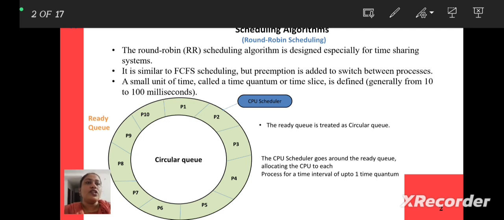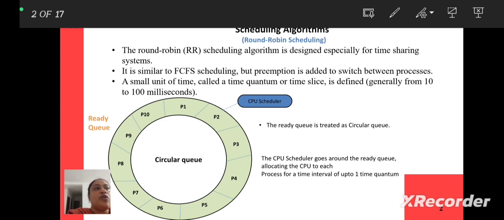The round robin scheduling algorithm is designed especially for time sharing systems. Why it is designed for time sharing systems we will understand as we move ahead. It is similar to FCFS scheduling, but preemption is added to switch between processes. In one way it is similar to first come first serve scheduling, and we will see how the switching is done as we move ahead.